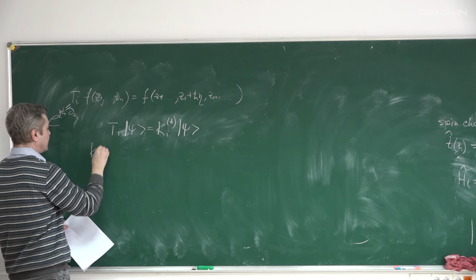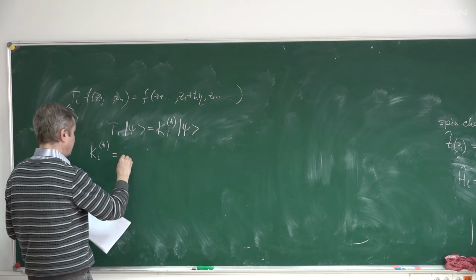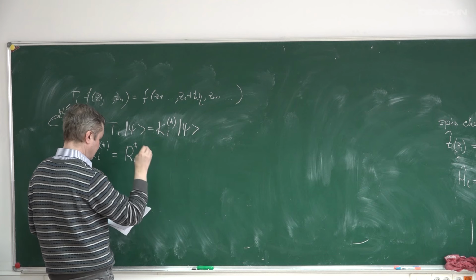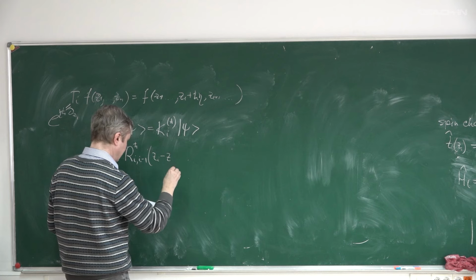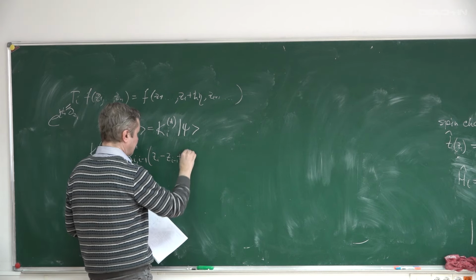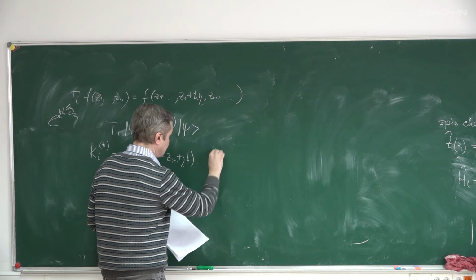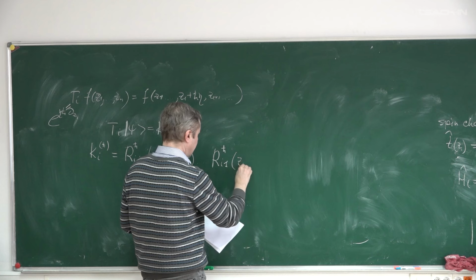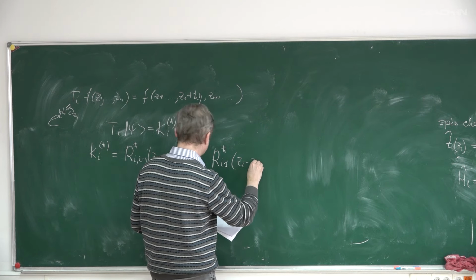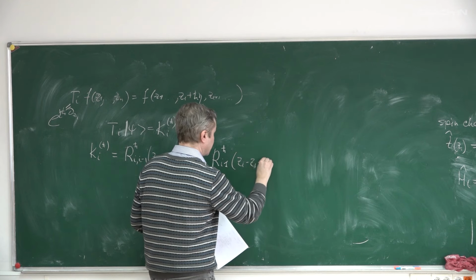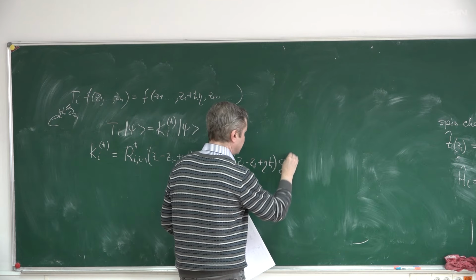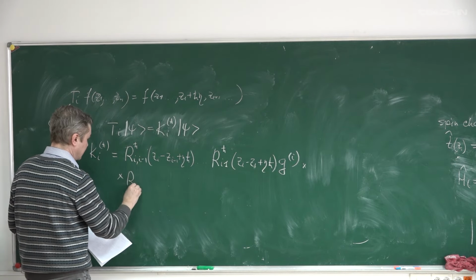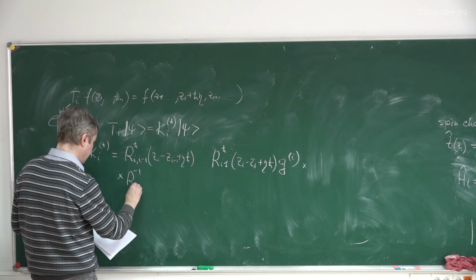And this K_i is an operator of the following form. R_{i,i-1} with argument z_i minus z_{i-1} plus eta h, and so on up to R_{i,1} with argument z_i minus z_1 plus eta h. And here I put G_i, and it is multiplied also by R matrices which are not shifted, and we put here inverse R matrices.